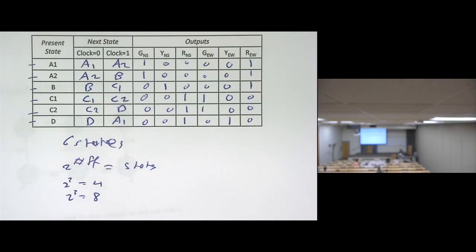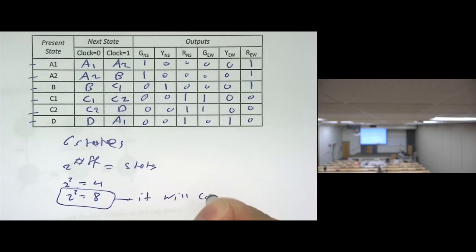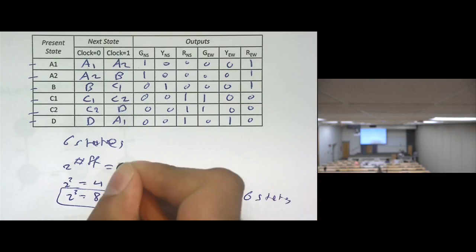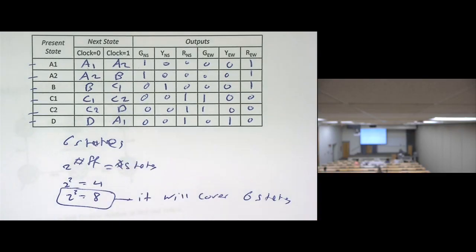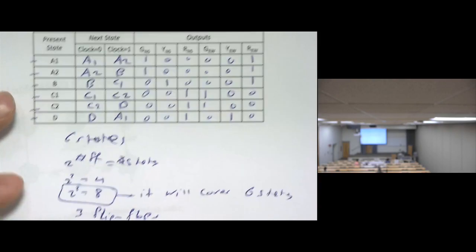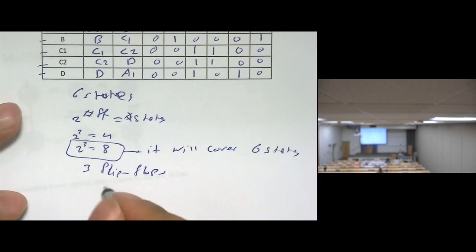You're going to use 2 power 3 because that's the closest thing you can get. I can use 2 power 3 because it will cover the 6 states. So this means I will have some extra states that I don't need to use. So I need to use 3 flip-flops. With these 3 flip-flops, I can assume them as y2, y1, y0.